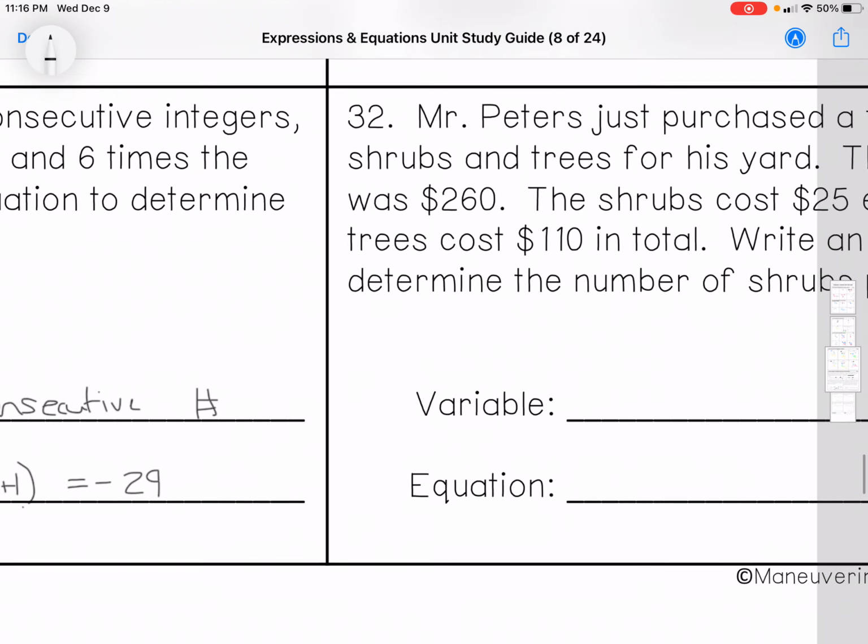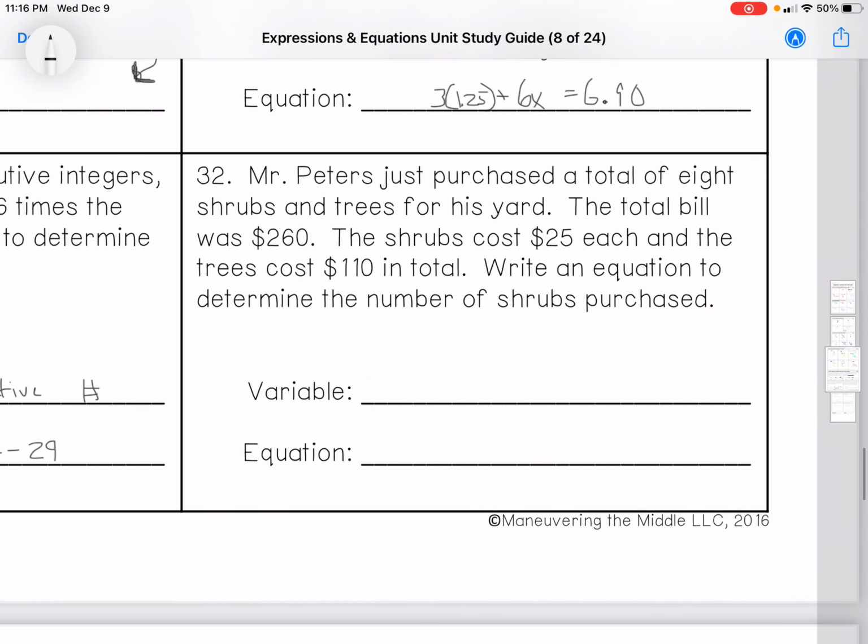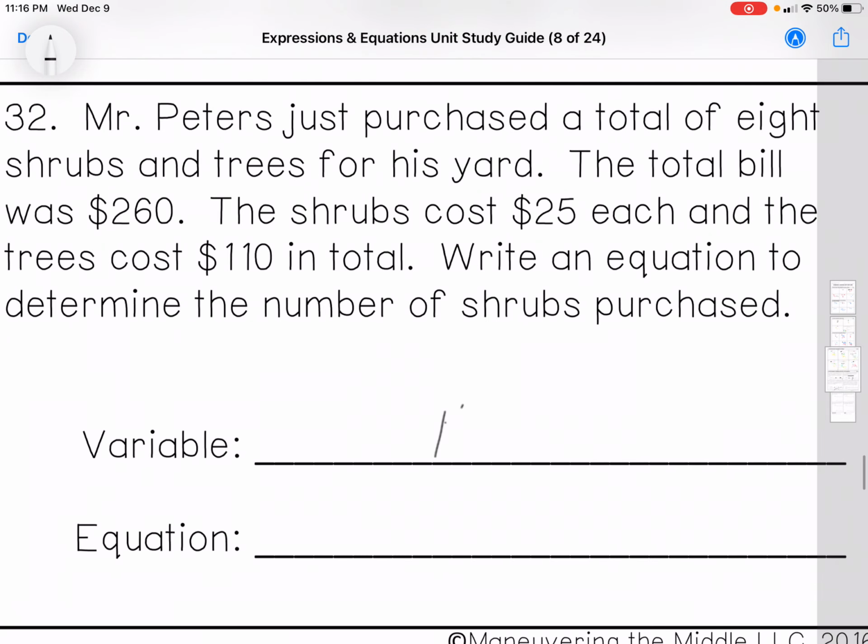Okay? All right, Mr. Peters just purchased a total of 8 shrubs and trees for his yard. The total bill was $260. The shrubs cost $25 and the trees cost $110 in total. Write an equation to determine the number of shrubs. Okay, so we want to know the number of shrubs. Not the cost, the number. How many did he buy?